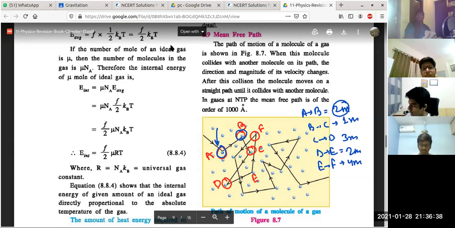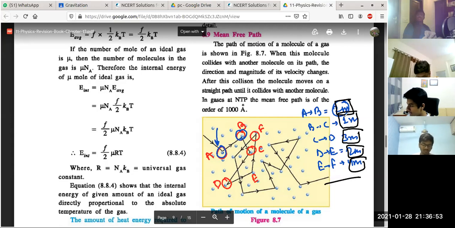So these are the values of the free paths. This is 2 meter. For this 2 meter, it was free, undisturbed. Then again, it was free here. It's free here. These are free paths. And therefore, what is the mean free path? It is the average of these paths.